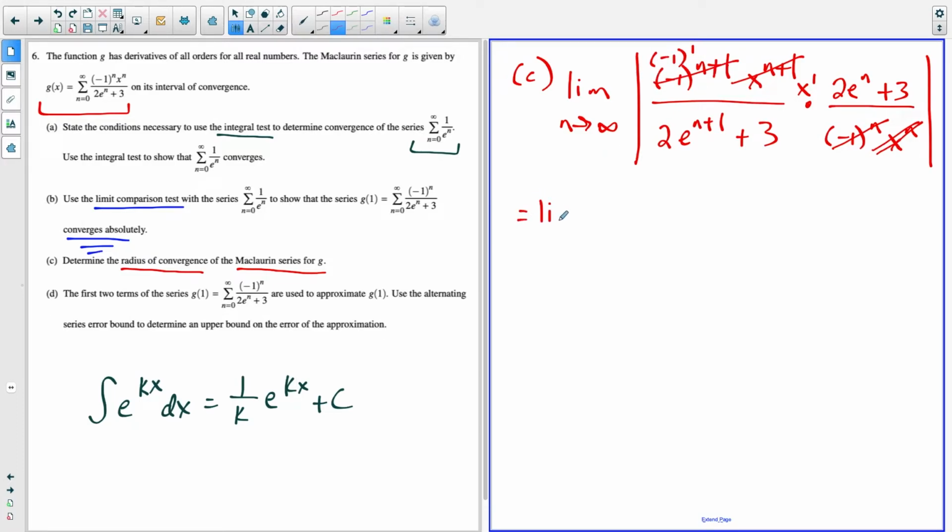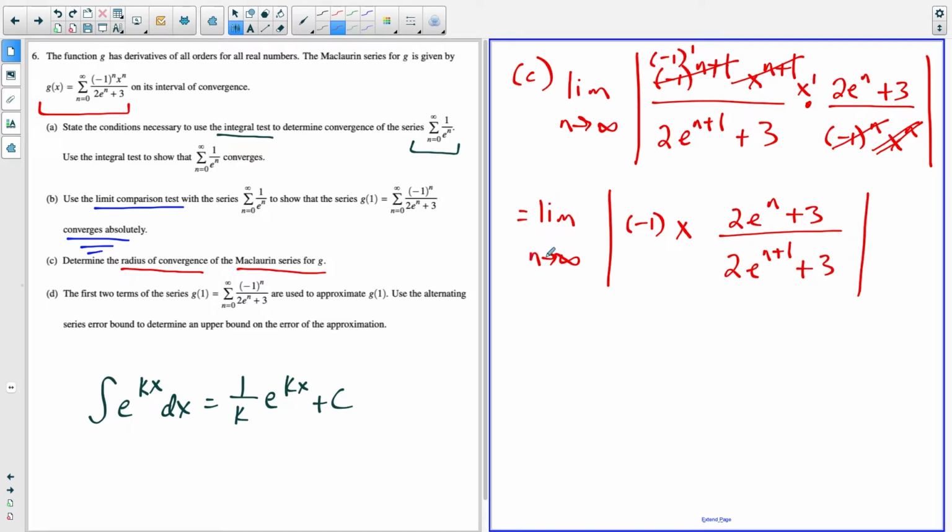If we simplify this, this is the limit as n goes to infinity of the absolute value of, and notice what I have left: negative 1 times x, and I'm going to write the fraction part separate. So I have negative 1 times x, but then I also have (2e^n + 3) over (2e^(n+1) + 3). The reason why I'm separating this stuff is that 2e^n + 3 and 2e^(n+1) + 3 is always positive. But x could be positive or negative, so that means x is going to stay behind in the absolute value. And the absolute value of negative 1 is just positive 1. So that allows me to rewrite this as the limit as n goes to infinity, where the only thing that has to stay behind in the absolute value is x. So I have the absolute value of x, and the absolute value of negative 1 is positive 1.